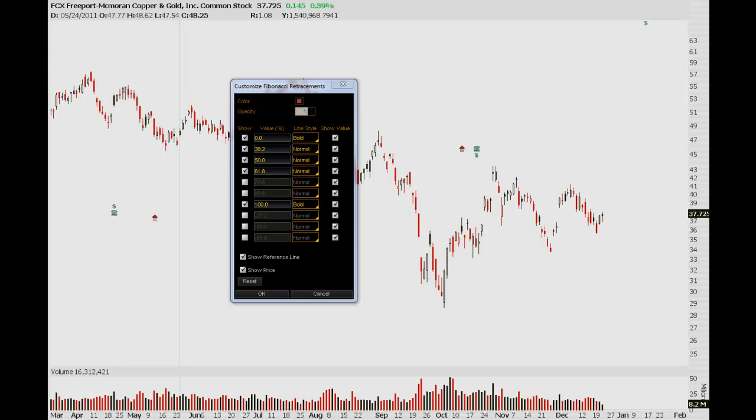Hey there, in this video we're going to cover the basics of the Fibonacci retracement tool. We're going to look at the most popular retracement settings, and then we're going to do an example of a retracement and finding a good place to re-enter a trade.